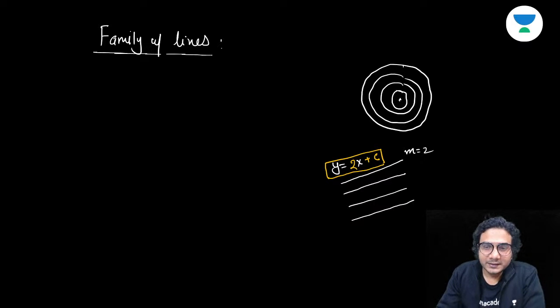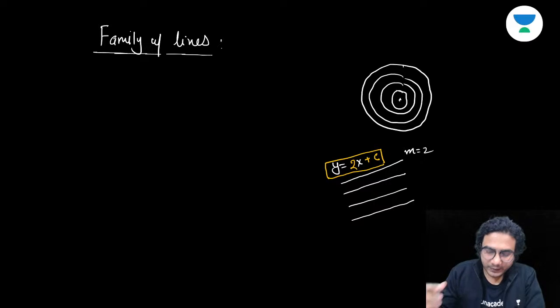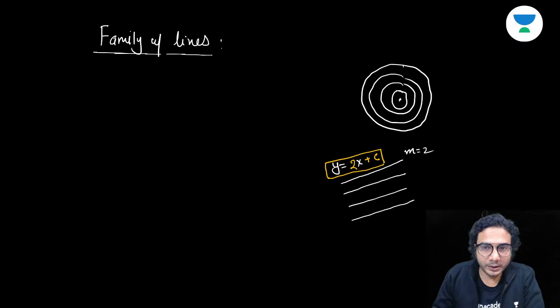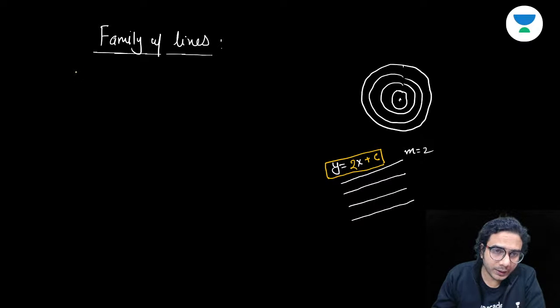All right. So, are you understanding this word family of curves? What is the meaning of family? Family means they have something in common. All right. Now, what are we going to do here? See, we can call this family of parallel lines.